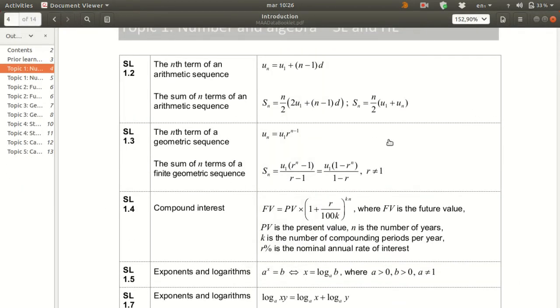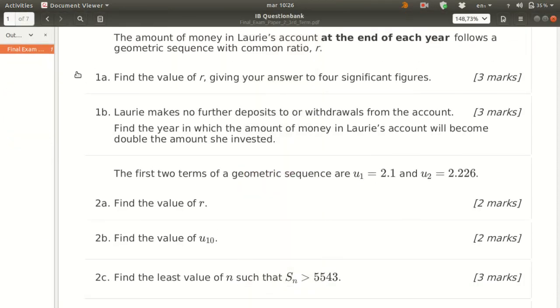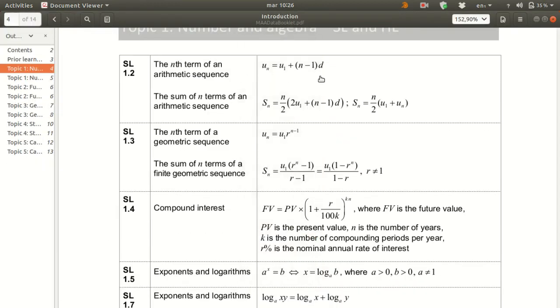So we're going to use our formula. Future value is equal to the present value multiplied by (1 + r/100k)^(kn). Okay? So we know that it's asking for double. It says that she wants to double the amount she's invested. So that means that the future value is really 2 times the present value. And we can set up an equation using this formula.